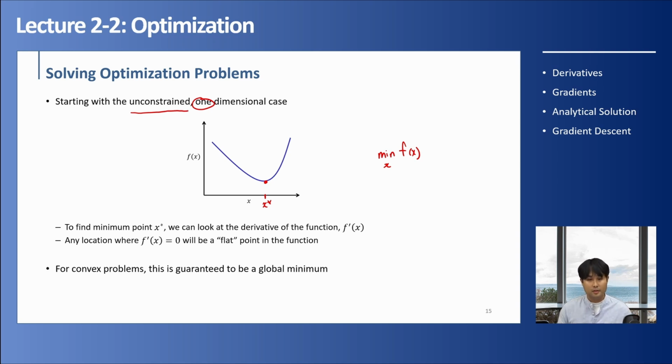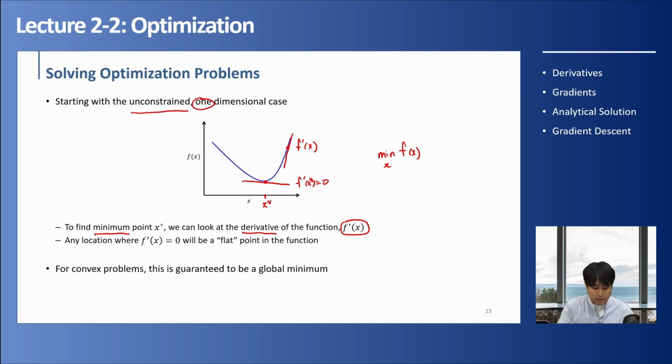Now, in order to find the minimum point here, we can look at the derivative of the function, denoted as f prime of x. So the derivative at any point along the function will give us information on the slope of the function. So in order to find the point that is minimum along this function, we simply have to look for the point at which the slope, or the derivative, of that function is equal to 0.